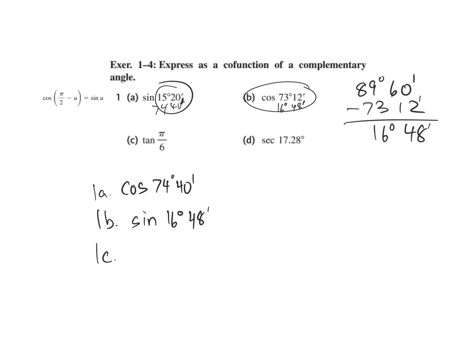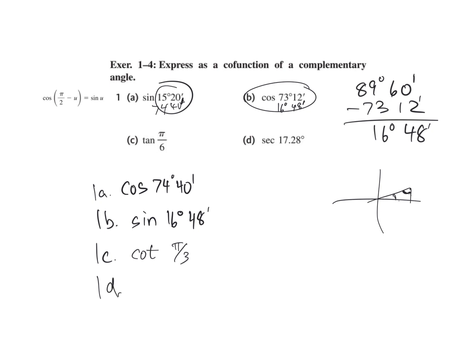So 1c, the cofunction of the tangent of pi over 6. Think about where you are on the unit circle. Pi over 6 is right here. The tangent of pi over 6 is the opposite leg over the adjacent leg, so we're talking about this part. The cotangent is the other function of 60 degrees, so the cotangent of pi over 3. The opposite angles are what you're using with the cofunctions.